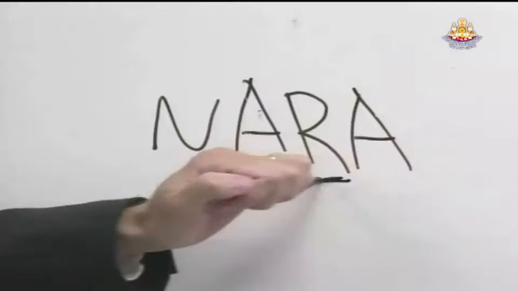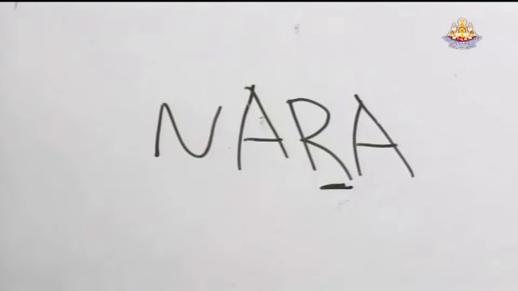It's different. So in your language, in Thai, the R sound, what do you do with your tongue? Your tongue goes up to the top of your mouth. Ra, ra, ra, touches the top of your mouth. In English, no. In English, the tongue is right in the middle of your mouth, does not touch anything. Nara, nara.